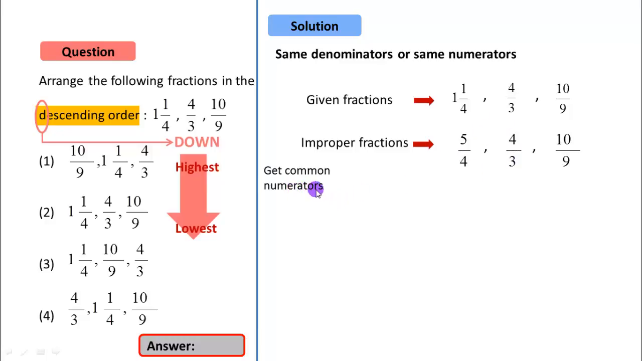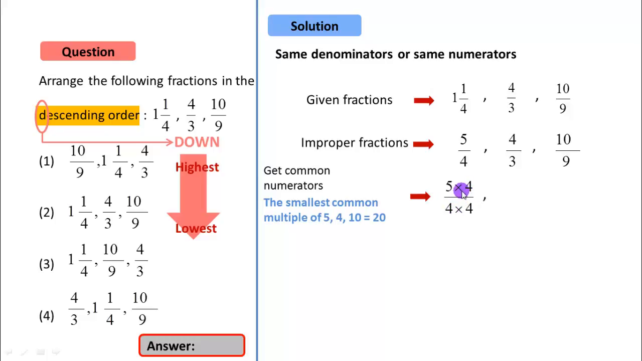The next step would be to get common numerators. To get the common numerator, we look at all the numerators in these fractions. We have 5, 4 and 10. We are supposed to get a common number and this will be the smallest common multiple of 5, 4 and 10, which is 20. So the next step would be to convert all the numerators to 20.